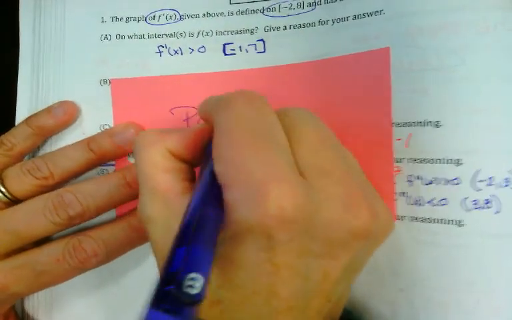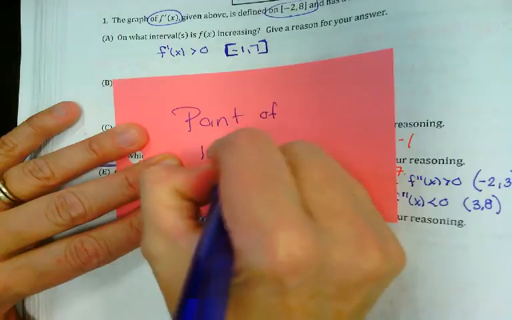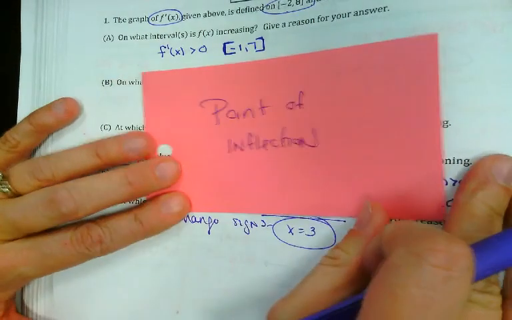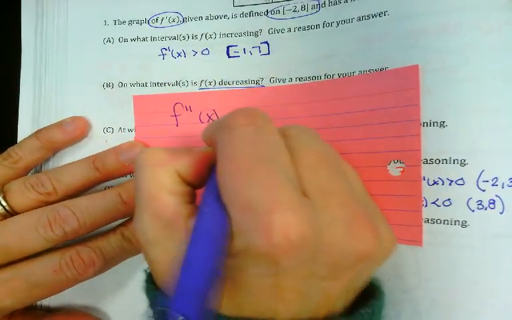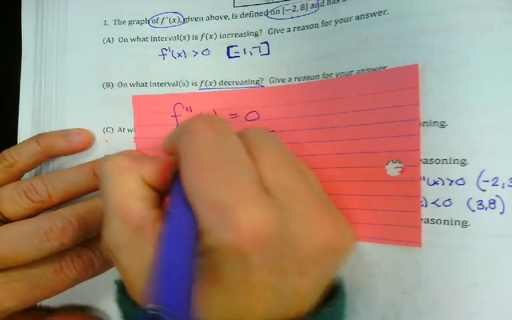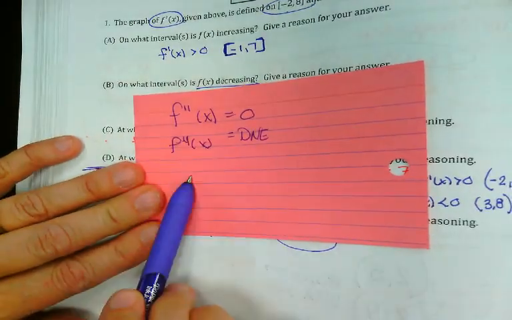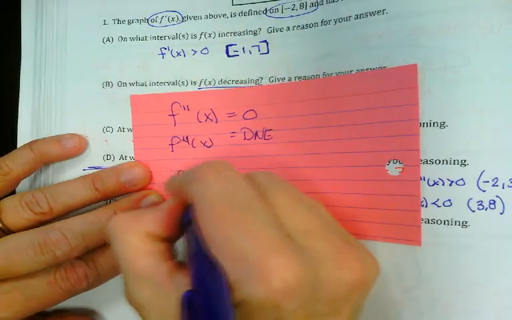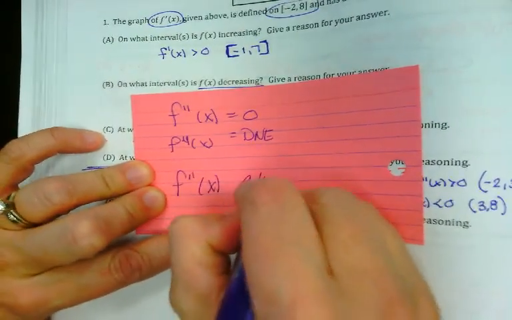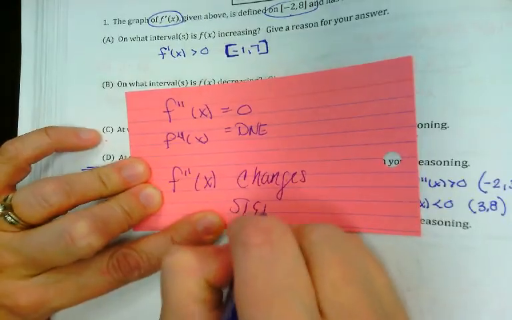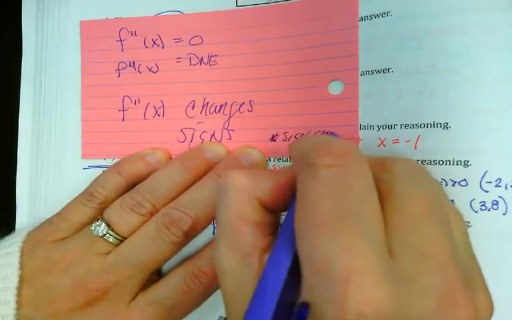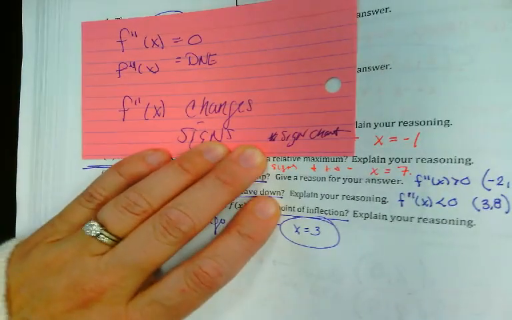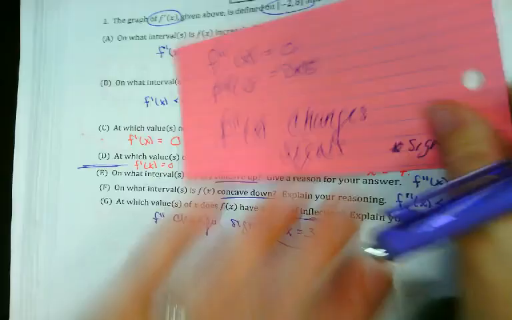Point of inflection. So I'm setting that second derivative equal to 0, or I can say it does not exist. It could come to a sharp corner or cusp. Okay, so again, you're setting that second derivative equal to 0, and then f double prime changes signs. And again, if this is algebraically, we need a sign chart. If it's graphically, you can just look and tell. But if it's algebraically, you have to have a sign chart.